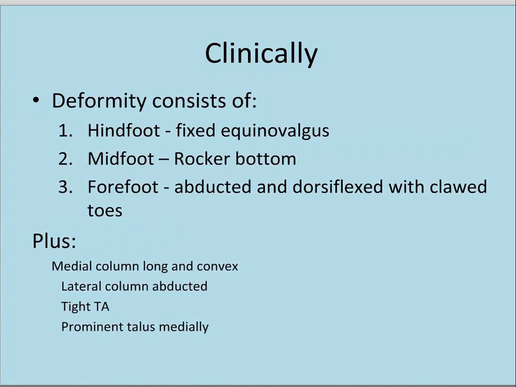bow-off in stance. And clinically, deformity consists of hindfoot, midfoot, and forefoot deformities. So the hindfoot's in equinovalgus, the midfoot's got a rocker bottom, and the forefoot's abducted and dorsiflexed, and the toes are clawed. Plus, they mentioned these following things. So medial column is long, the lateral column's abducted and concave, there's tight tendo-Achilles, and there's a prominent talus, usually with a callus present. One of the descriptions they use is a Persian slipper.